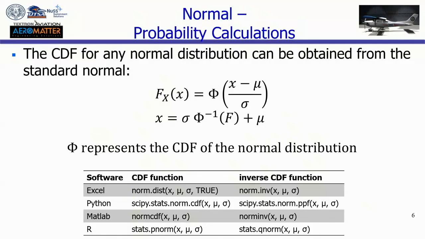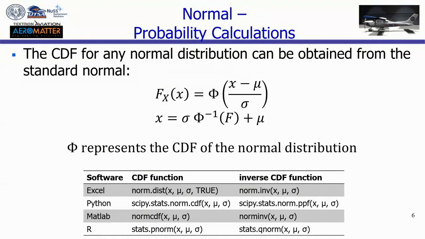Now, the normal distribution function requires that everything be transformed to a standard normal distribution. That is, normal distribution with a mean of 0 and standard deviation of 1. So the mean is subtracted and then divided by the standard deviation. The inverse transformation, you just take the inverse normal CDF and multiply by the standard deviation, then add mu.